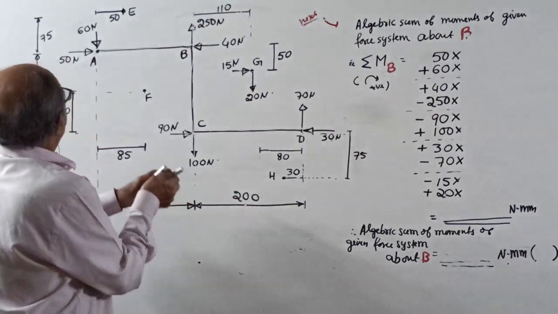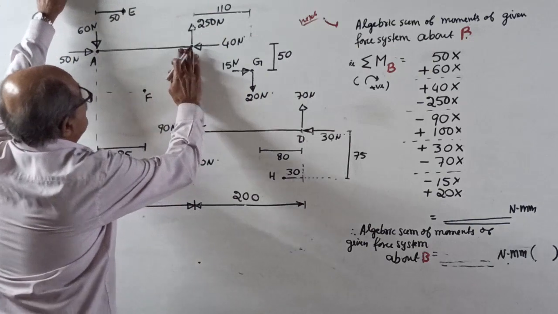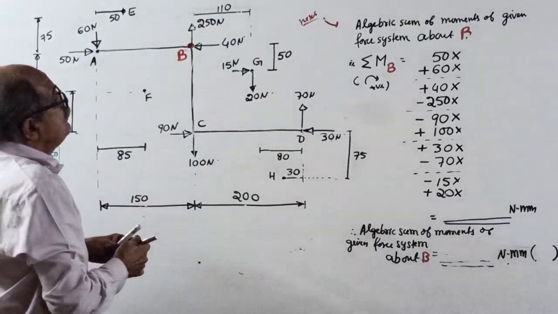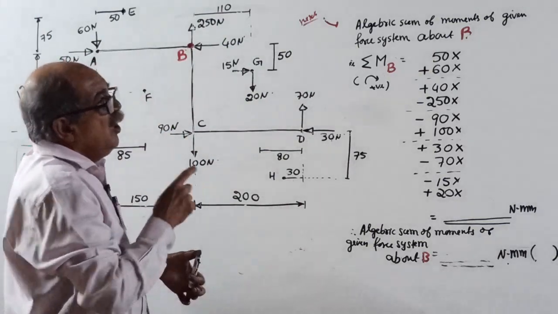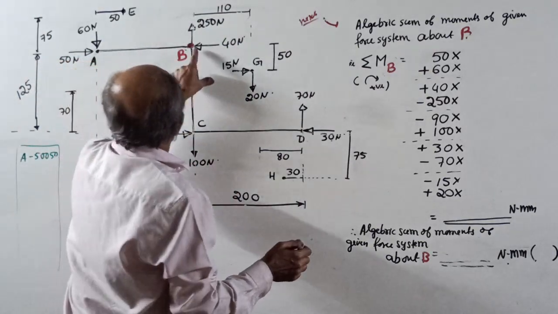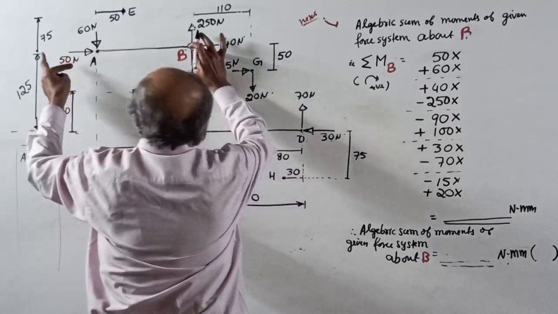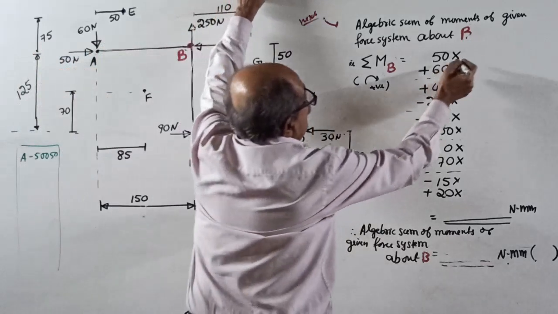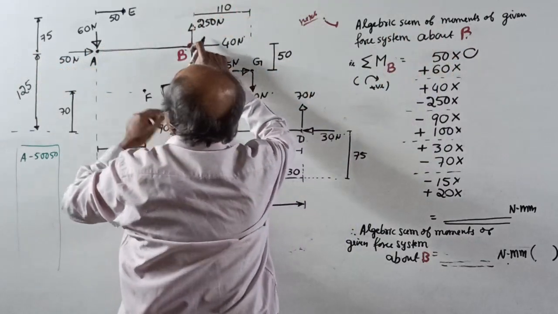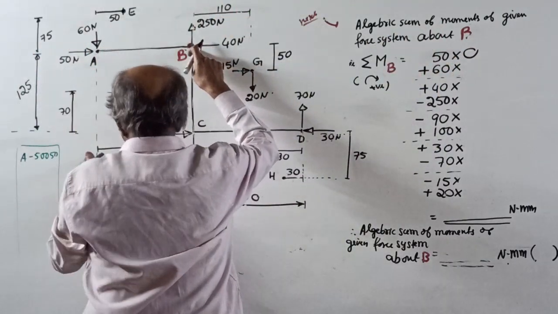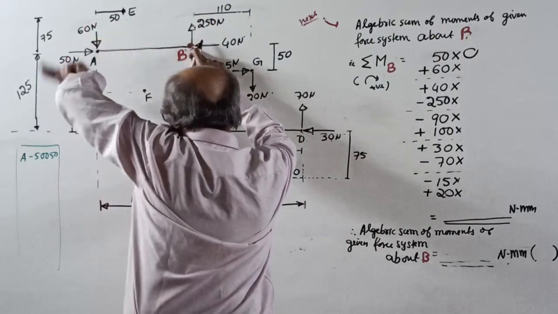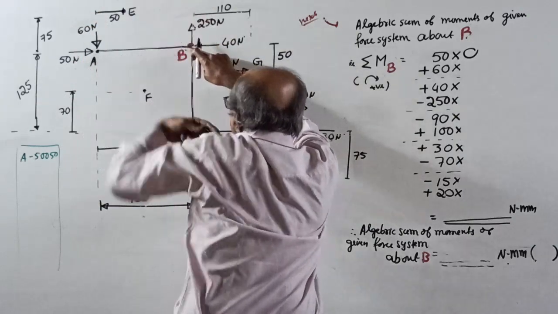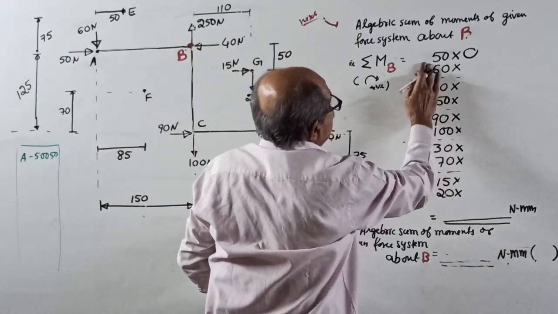Moment about B. See now. Now what to do? We want B. Put here. Now your finger should be at B. All distances should be from B. So start. See. 50 is passing through B, so 50 into 0. But 60 into 150, anti-clockwise. So minus. You should not do this way, right?